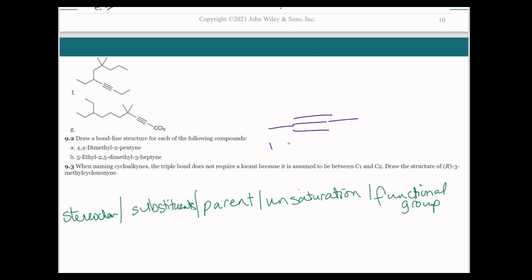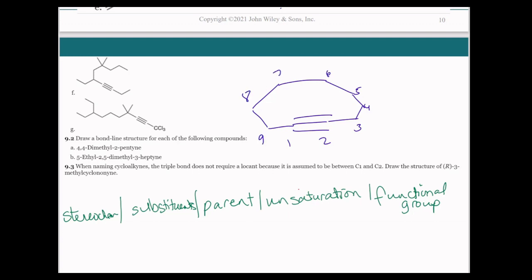So that gives us 1, 2, 3, 4 carbons, right? So now we still need to add 5 carbons. So this would be 2 more. So that'd be 1, 2, 3, 4, 5, 6. And now we need to add 3 more to get 9. So 1, 2, 3. Okay, so that's 9 carbons. So let's number these to make sure. 1, 2, 3, 4, 5, 6, 7, 8, 9.